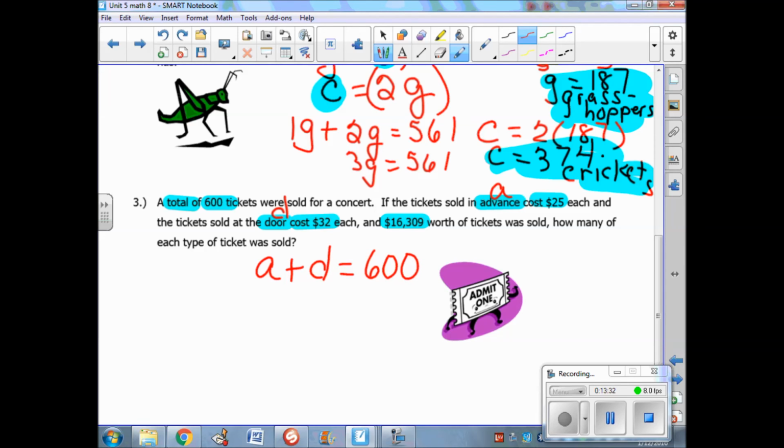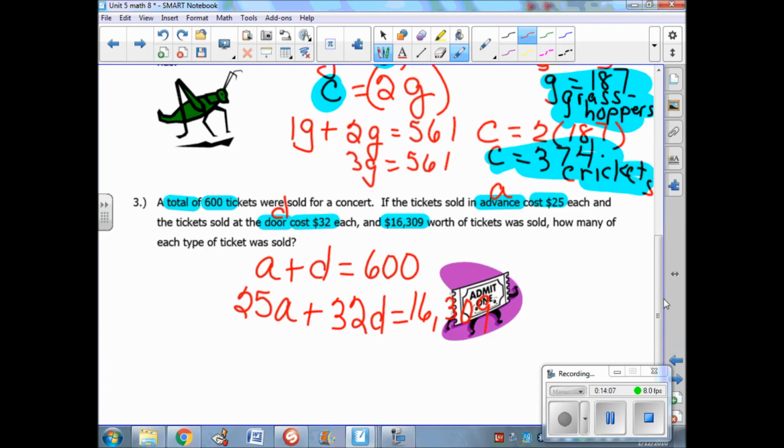Now we have to think about the money. How much did the advanced tickets cost? They cost $25. So 25 times the number of advanced, plus at the door, a little bit more expensive, 32D, 32 times the number at the door, equals how much money was brought in. That's the money that was gathered from the ticket sales.